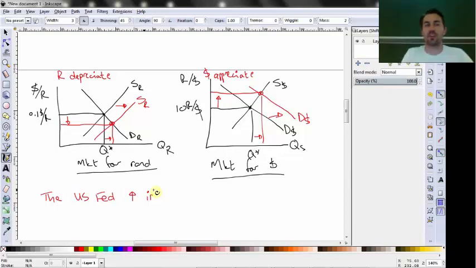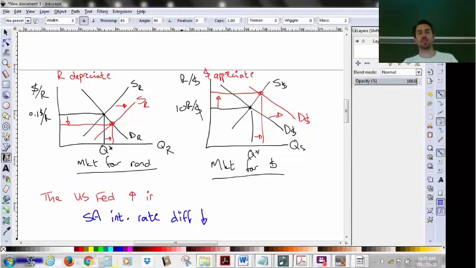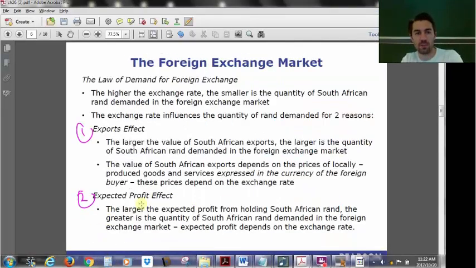So there's another thing that could have happened here, or that is likely to happen. There would be a decrease in the demand for rands. Right? In other words, when the US Fed increases interest rates, what's happened? The South African interest rate differential has decreased. So remember what happens. There's a demand and a supply side effect when interest rates change.